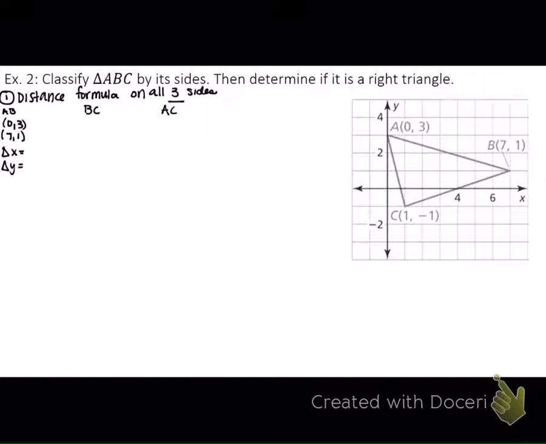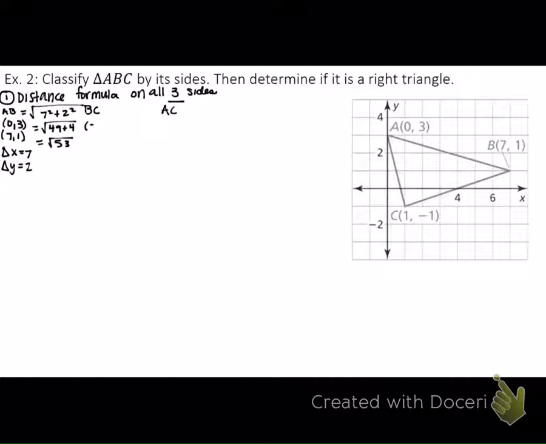So Abby, what is the change in X? 7. Good. 0 to 7 is 7. Logan, how about the change in Y? 2, because distance is always positive. We always keep it positive. So that's 7 squared plus 2 squared, which is 49 plus 4, which is 53. Can we simplify 53? Does anything go into 53? So that's the length of that.